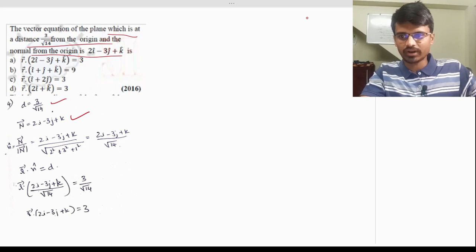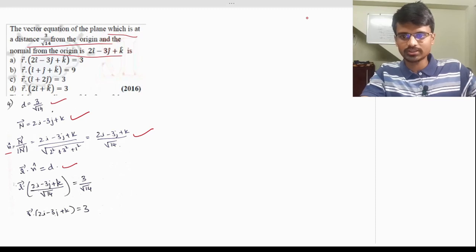From that I am finding the unit normal vector. So n cap is nothing but vector n divided by the magnitude of n. So this is our unit normal vector. So the standard equation of plane, what do we know? r dot n cap equal to d. What is d here? The perpendicular distance from the origin to the plane. That is already given, 3 by root 14.